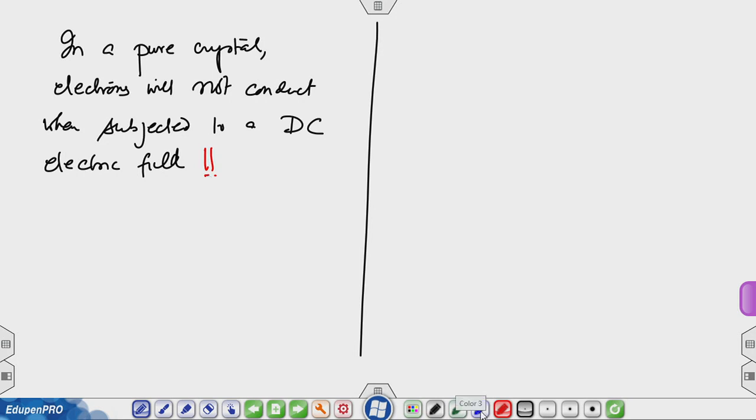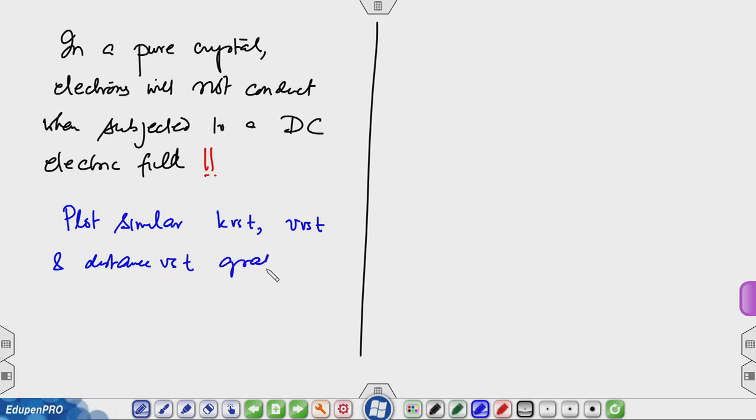So, what I would like you to do following this, if you have understood this, is plot similar k versus t, v versus t, and distance versus t graphs for the upper, second band.